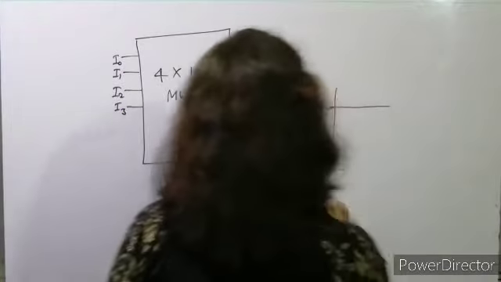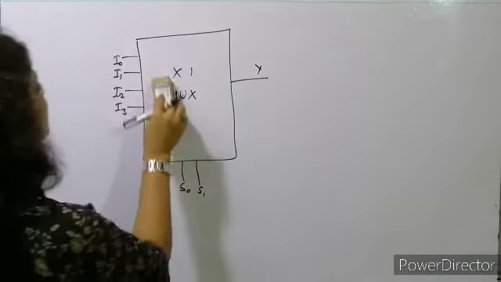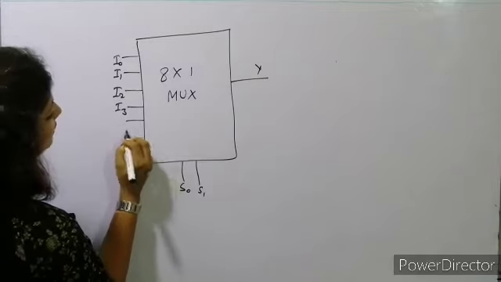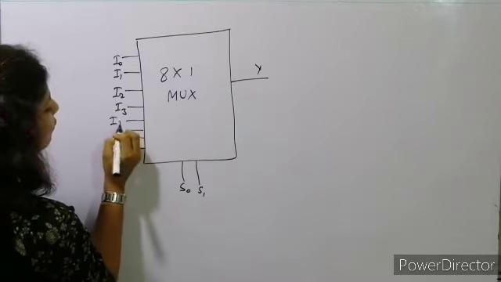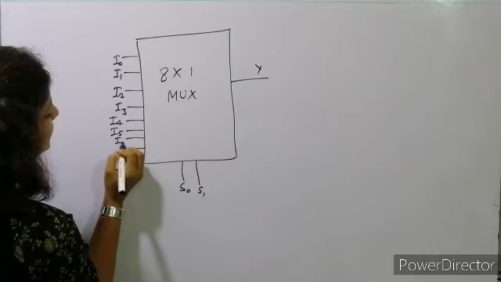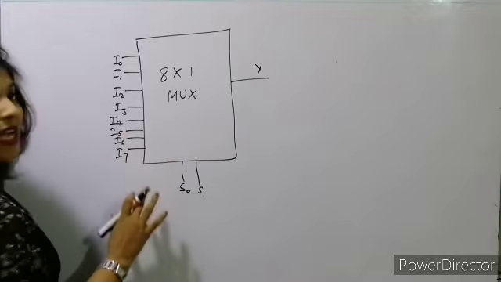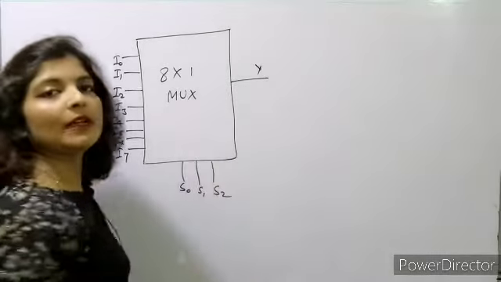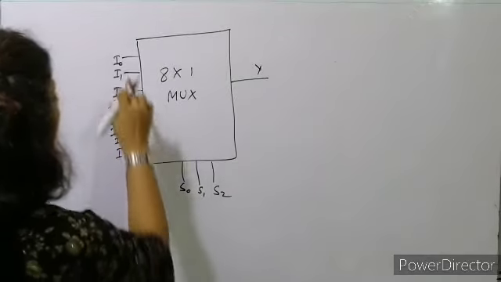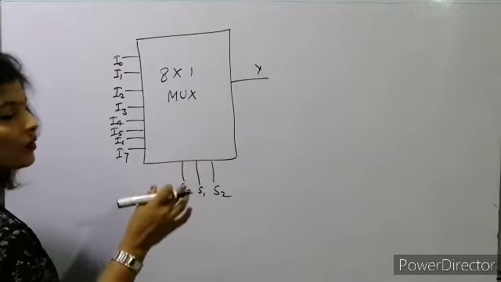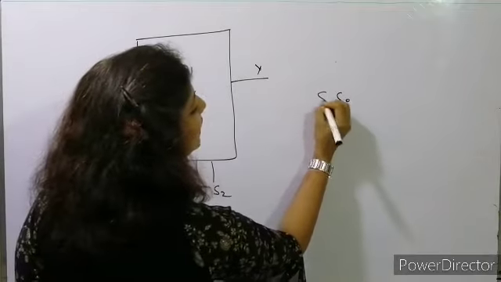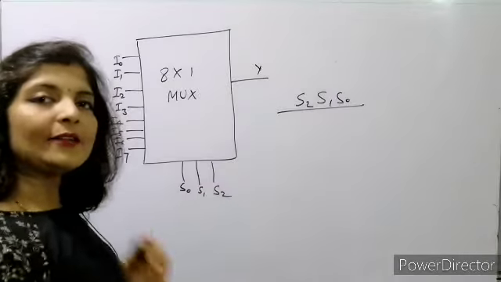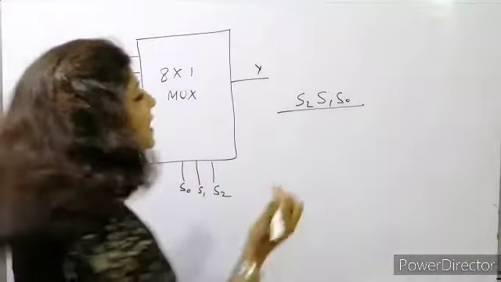Now we'll convert this and see it as an 8 cross 1 multiplexer. There will be no major difference, just a very simple difference. I4, I5, I6 and I7. So there will be 8 input lines, 3 select lines, and 1 output. Again, in this 8 cross 1 multiplexer, the bit combinations of S0, S1 and S2 will determine which input will be selected.